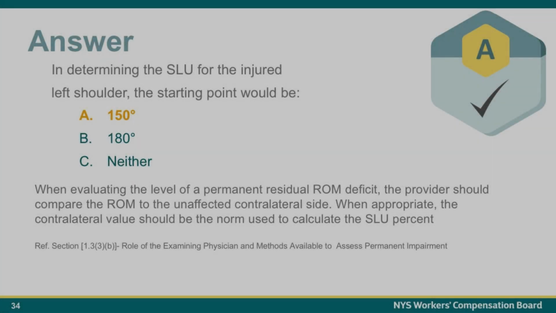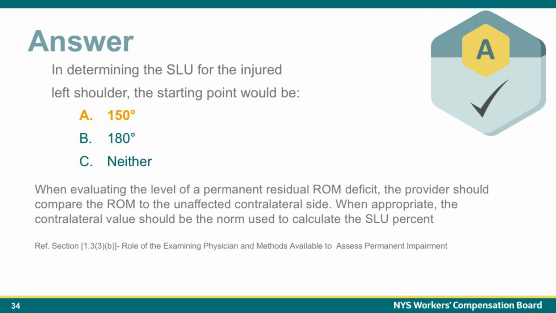The answer to quiz 1 is A, 150 degrees is a correct answer. Let's look at why. When evaluating the level of a permanent residual range of motion deficit, the provider should compare the range of motion to the unaffected contralateral side. When appropriate, the contralateral value should be the norm used to calculate the SLU percentage. In this case, the healthy unaffected shoulder's ROM of 150 degrees would be used as the baseline ROM.